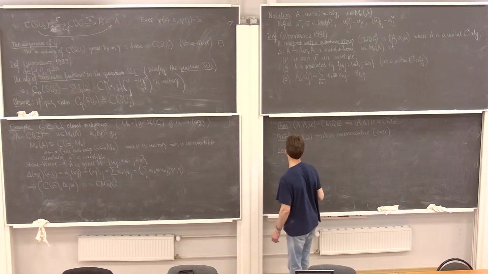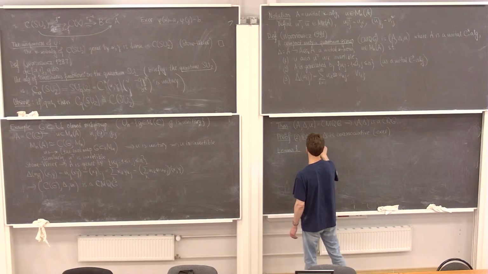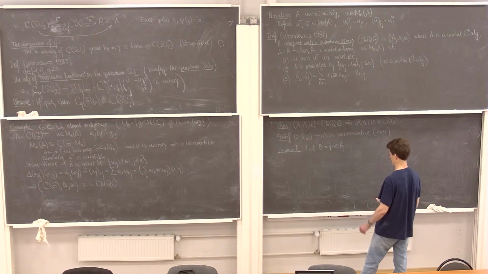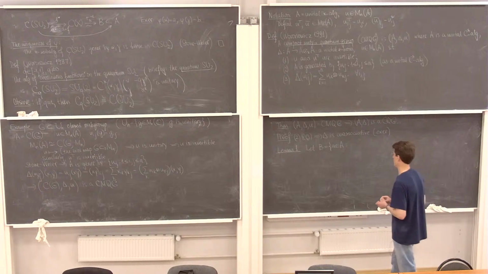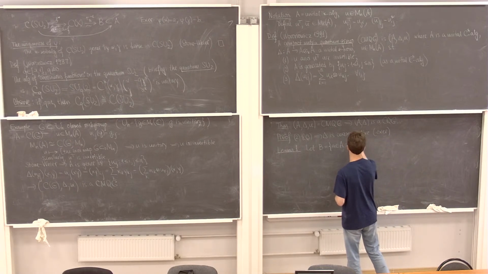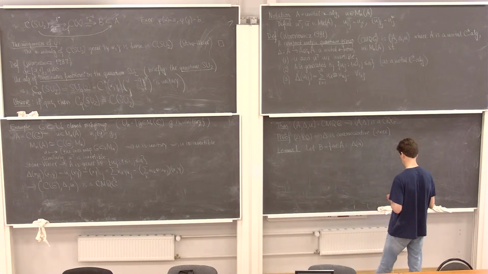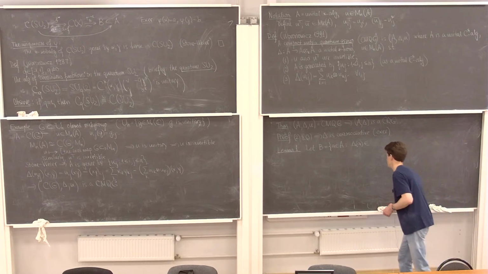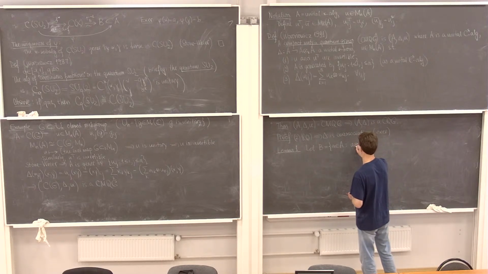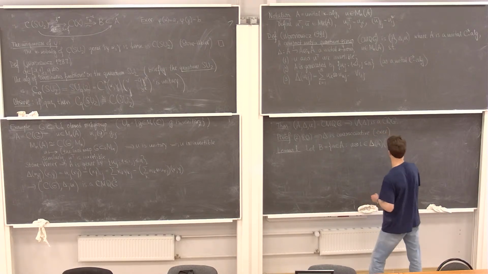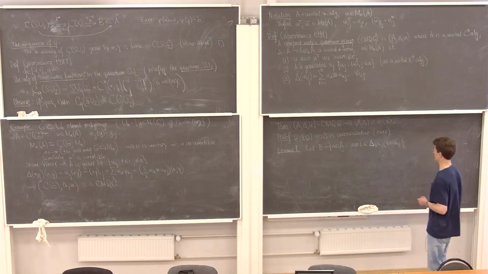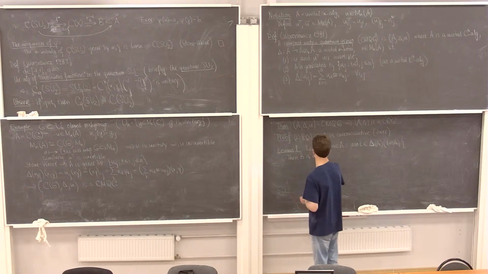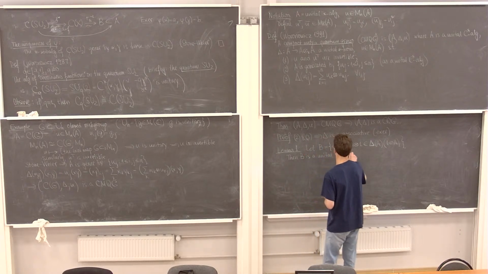So lemma 1. Let B denote the set of all elements a in A such that a tensor 1 belongs to delta of A times 1 tensor A. And I claim that B is a unital subalgebra of A.